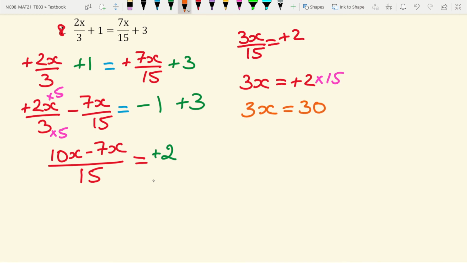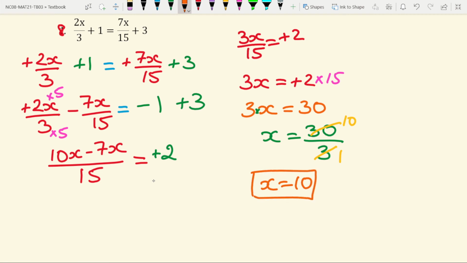3x is 30. So here 3 is a known term, but 3 is getting multiplied with x. So it will get converted into divided by 3 when it gets transposed. So 3 and 30 can get cancelled by 3's table. 3 1s are 3, 3 10s are 30. x is equal to 10. So our final answer is x is equal to 10.